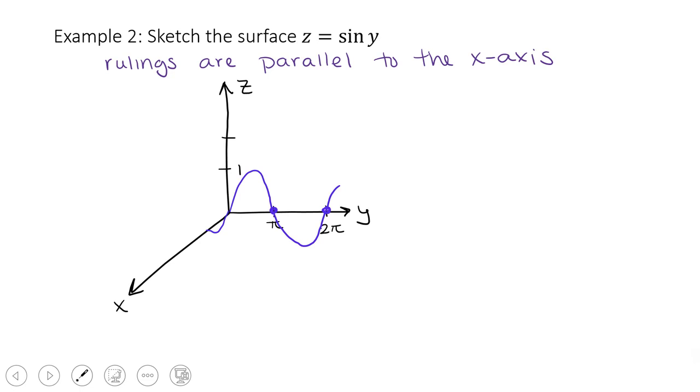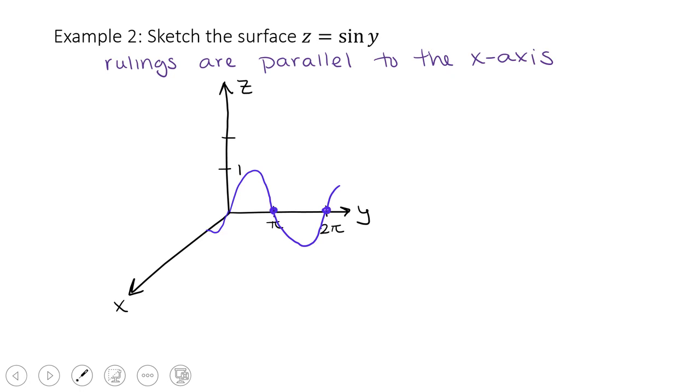It goes up until you get to an angle of pi, and then it goes down until you get to 2 pi. So that's my graph of a sine wave. I've just drawn it in the yz plane. And then this is technically what we call a cylindrical surface because it's missing the x variable. That means what we're going to see is this exact same shape all the way along the x-axis.